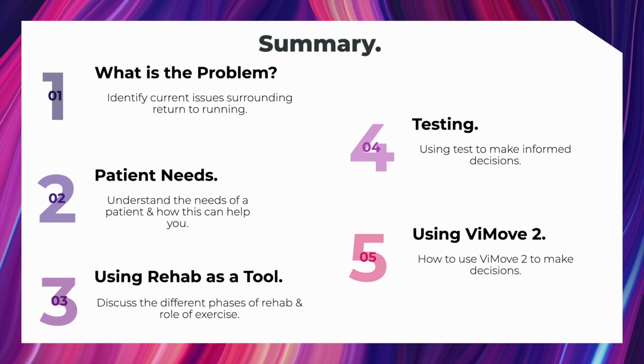We talked about the role of testing, different tests you can do. We talked about the 14 different tests and the different markers there are for those tests. And then we also discussed right at the end using vMove 2 in your practice to help you make those decisions. So hopefully from today you've got a good understanding of the different things you can do to help make those decisions in terms of return to running.